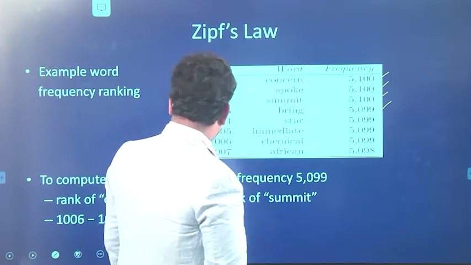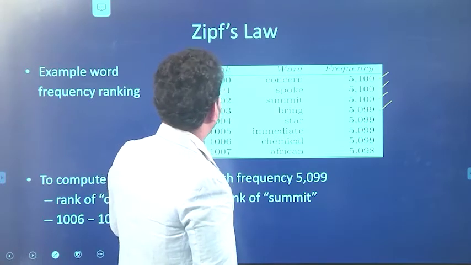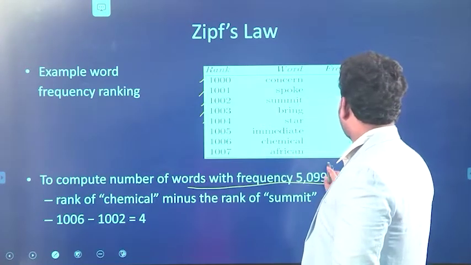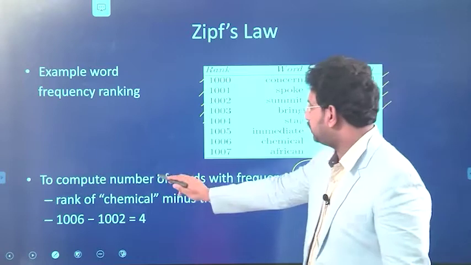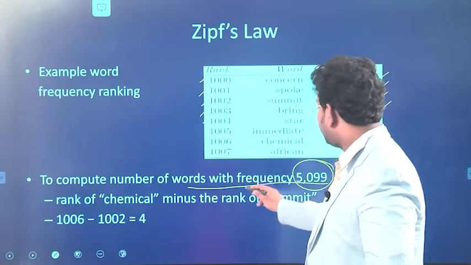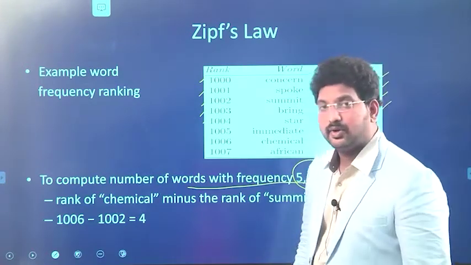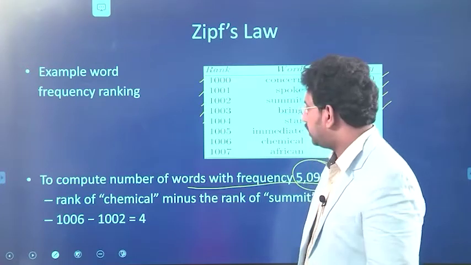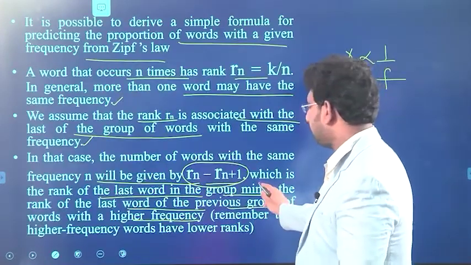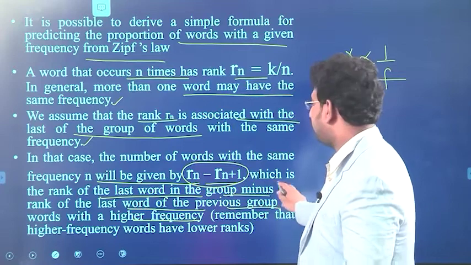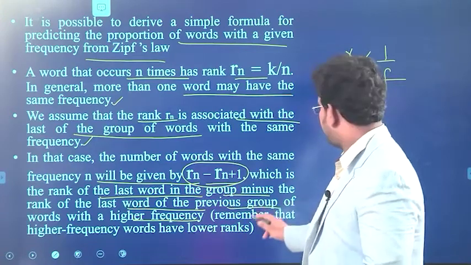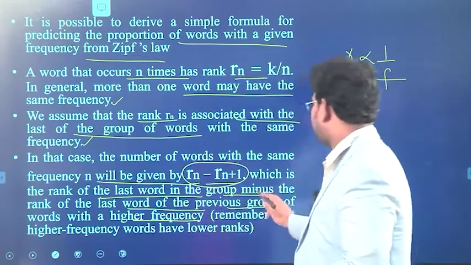But here you are deriving the word frequency. To compute the number of words with the frequency 5099, how many words have the same frequency of 5099, how are you going to calculate? What we discussed in the previous slide. What is the formula you identified here? The rank of the last word in the group minus the rank of the last word of the previous group.